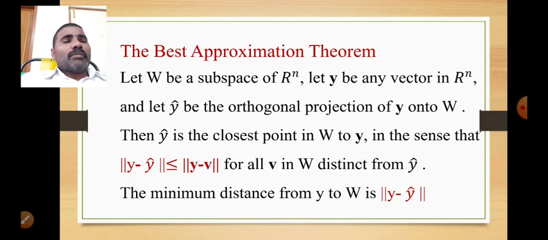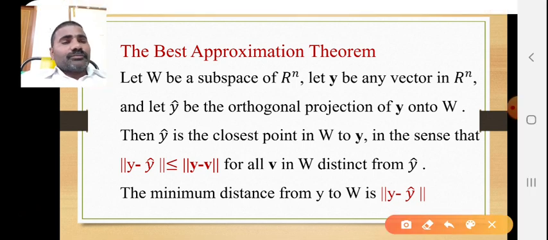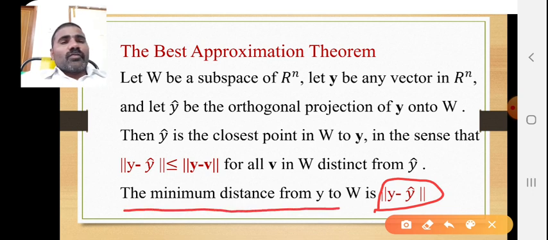Therefore, the minimum distance from the vector y to the subspace W is nothing but norm y minus y cap. This is also very important from the examination point of view. The minimum distance from y to the subspace W is given by norm y minus y cap. This is the minimum distance.